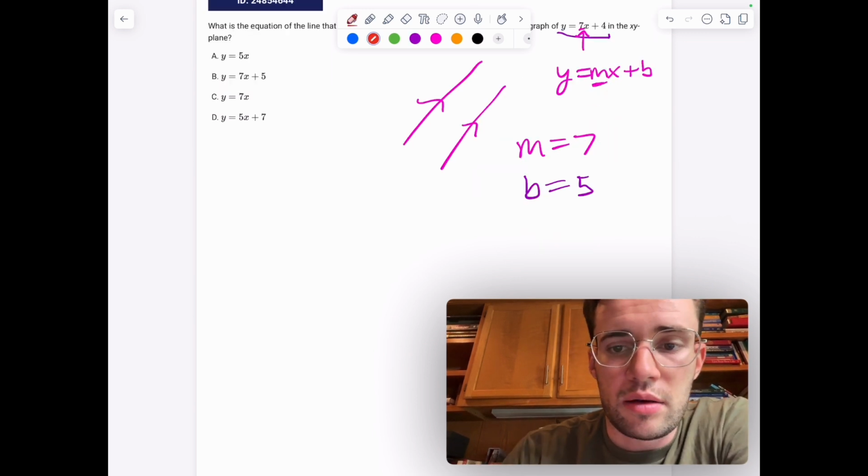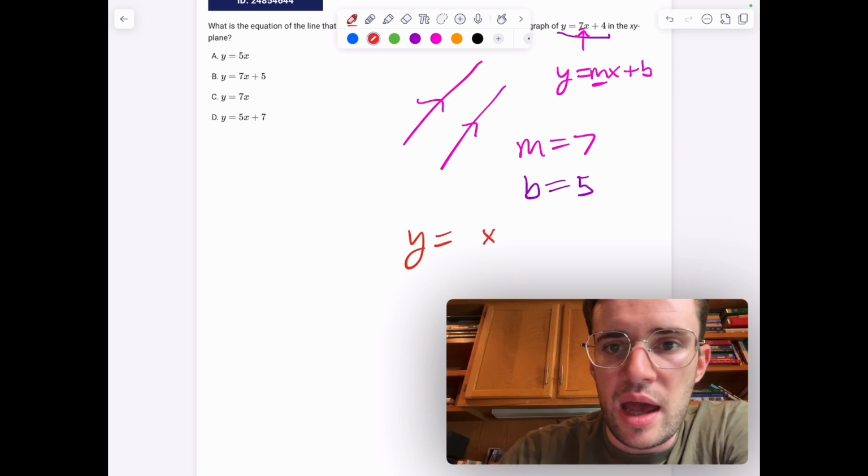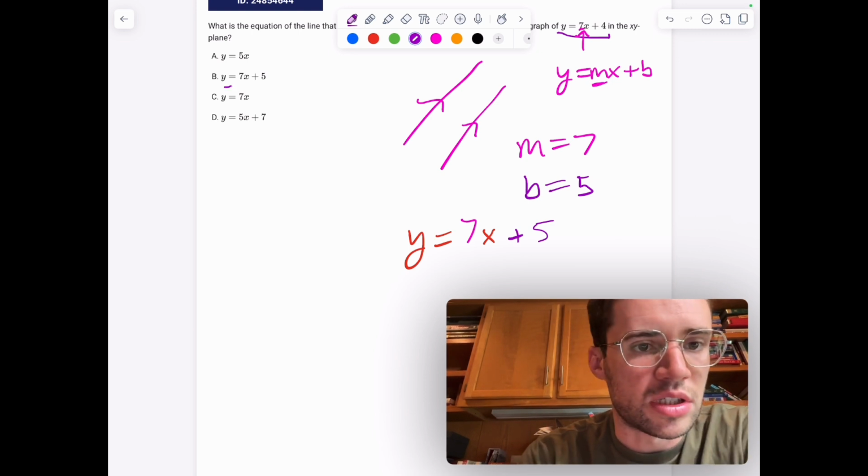So we just plug that in. y equals mx plus b. Well, our m is 7, and our b is 5. So it'd be like that. y equals 7x plus 5, which is option B.